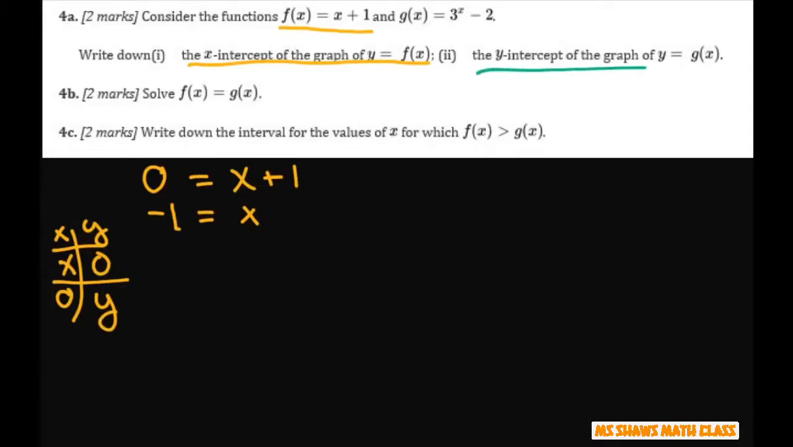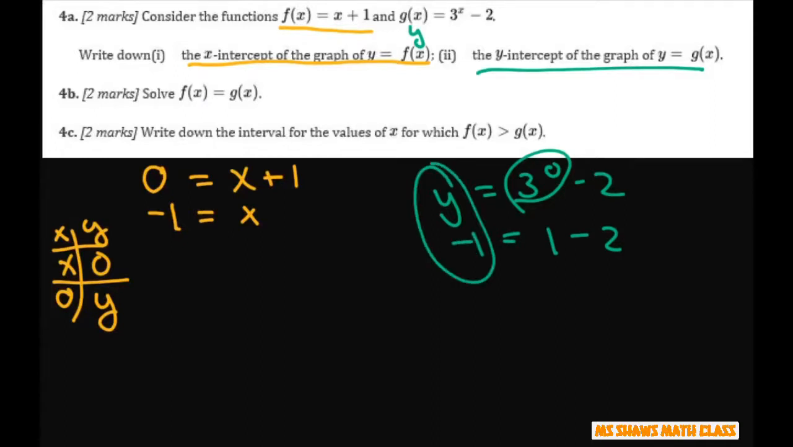So now they want the y-intercept, so that's when x is 0. So you have y equals 3 to the 0 minus 2. Well, 3 to the 0 is 1, so you have 1 minus 2 equals -1. So y equals -1.